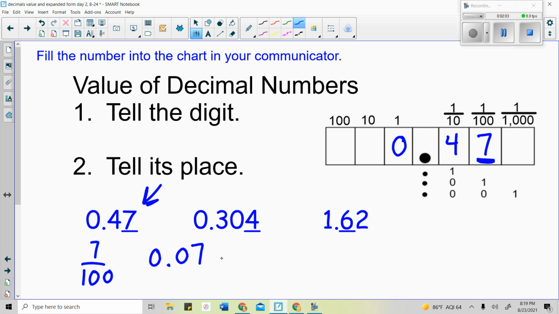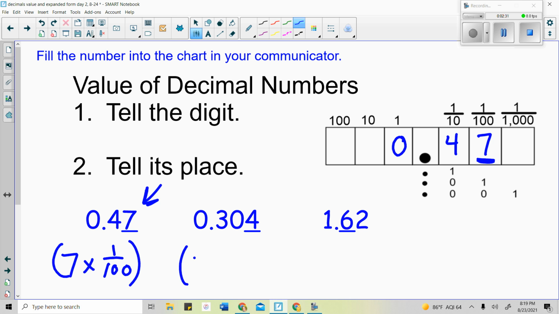Now if we were doing the expanded form, we'd want to stop there. But because we do expanded notation, we want to actually draw it out to where we are doing the digit times its place. The digit times its place. So what digit did I underline? I underlined a 7. What place is it in? It is in the hundredths place. If I look above in the chart, it tells me the place in fractional form. Now I can also report that as a decimal.